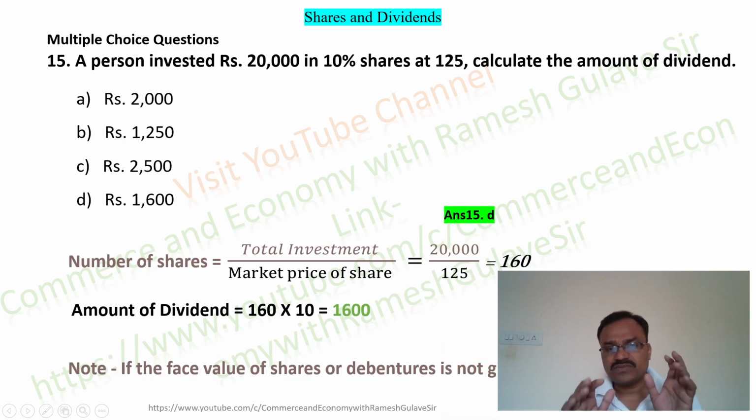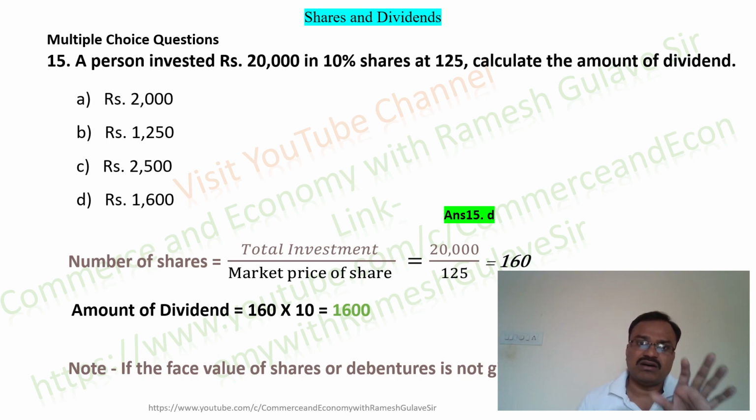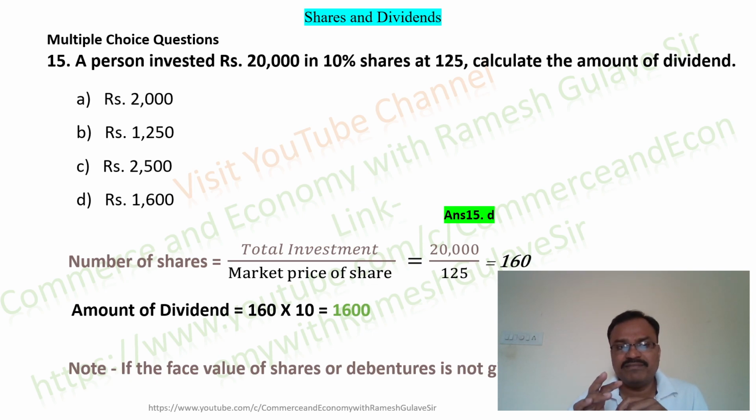Friends, you should learn this question properly and understand the steps, because these types of questions can be asked on this topic, shares and dividend. Simply, the question can be asked like this: a person invested rupees 20,000 in 10% shares at 125. Calculate the number of shares. To calculate the number of shares, we have to divide total investment by the market price of shares, right?